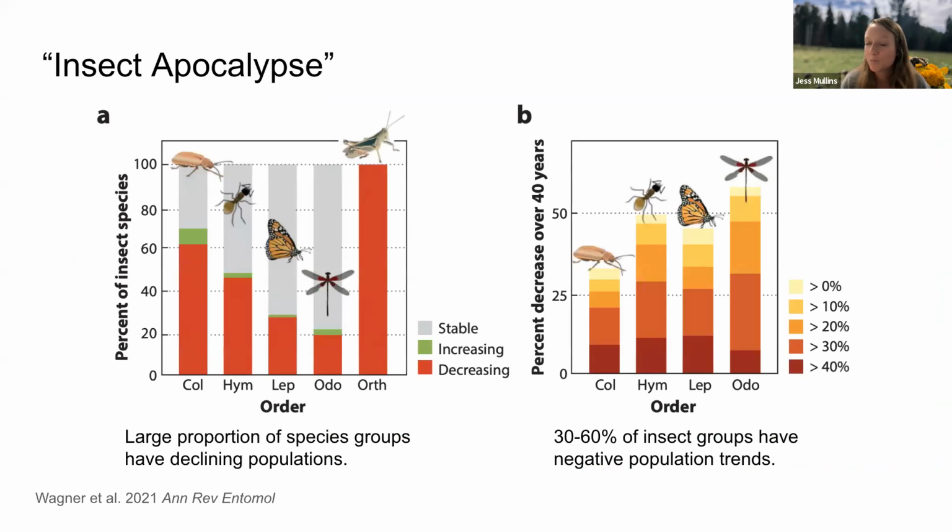And one of the big things talked about among entomologists right now is the insect apocalypse. And these folks, Wagner and colleagues in 2021, found that a large proportion of species and groups have declining populations. So this figure on the left breaks down 5 different groups of insects, and all of the red is the proportion of species that are in decline of published studies. So of course, there are so many that we don't know about because no one is studying them. And also 30 to 60% of insect groups have negative population trends.